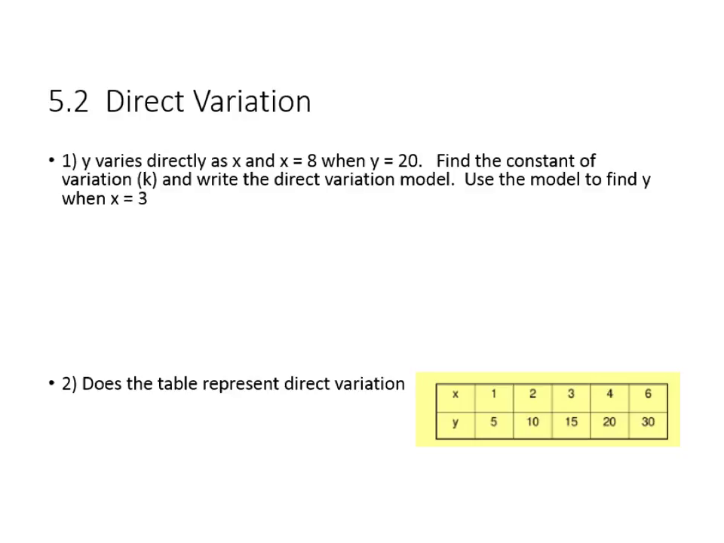Okay, let's talk direct variation. You need to know the formula y equals kx. That's what we use for direct variation, and that's what we write when they say y varies directly as x. This is the formula for that. Y varies directly with x. And then I'm going to give you some sort of information to help you find that k value.